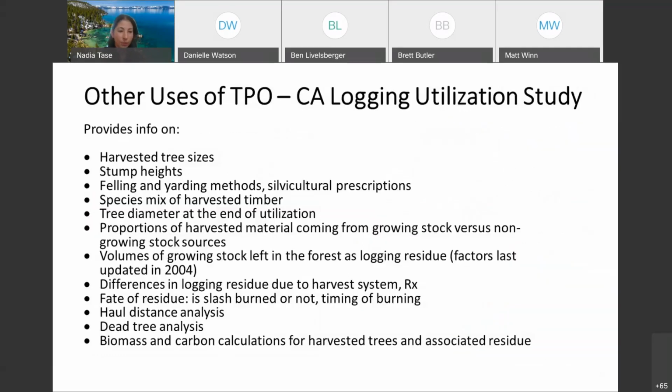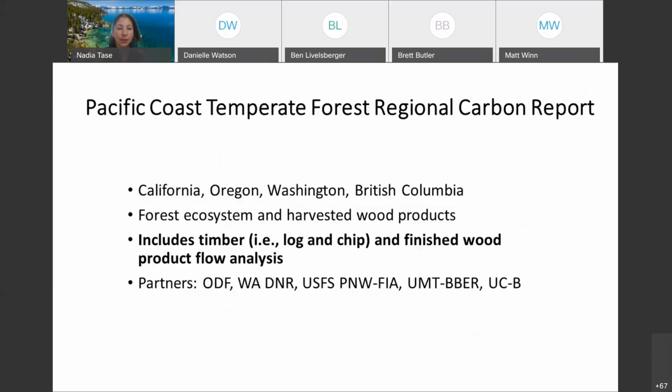And then we're also using TPO for an updated California logging utilization study. We're getting a lot of information out of that, but a couple of new things that we added was a dead tree analysis. We have so many dead trees from fire and drought and all that, so they added a salvage component to the study this time. And we'll also hopefully get some more answers about the amount of residue out there and the fate of the residue, and be able to provide those answers to our stakeholders. And then lastly, I want to mention the Pacific Coast Temperate Forest Regional Carbon Report.